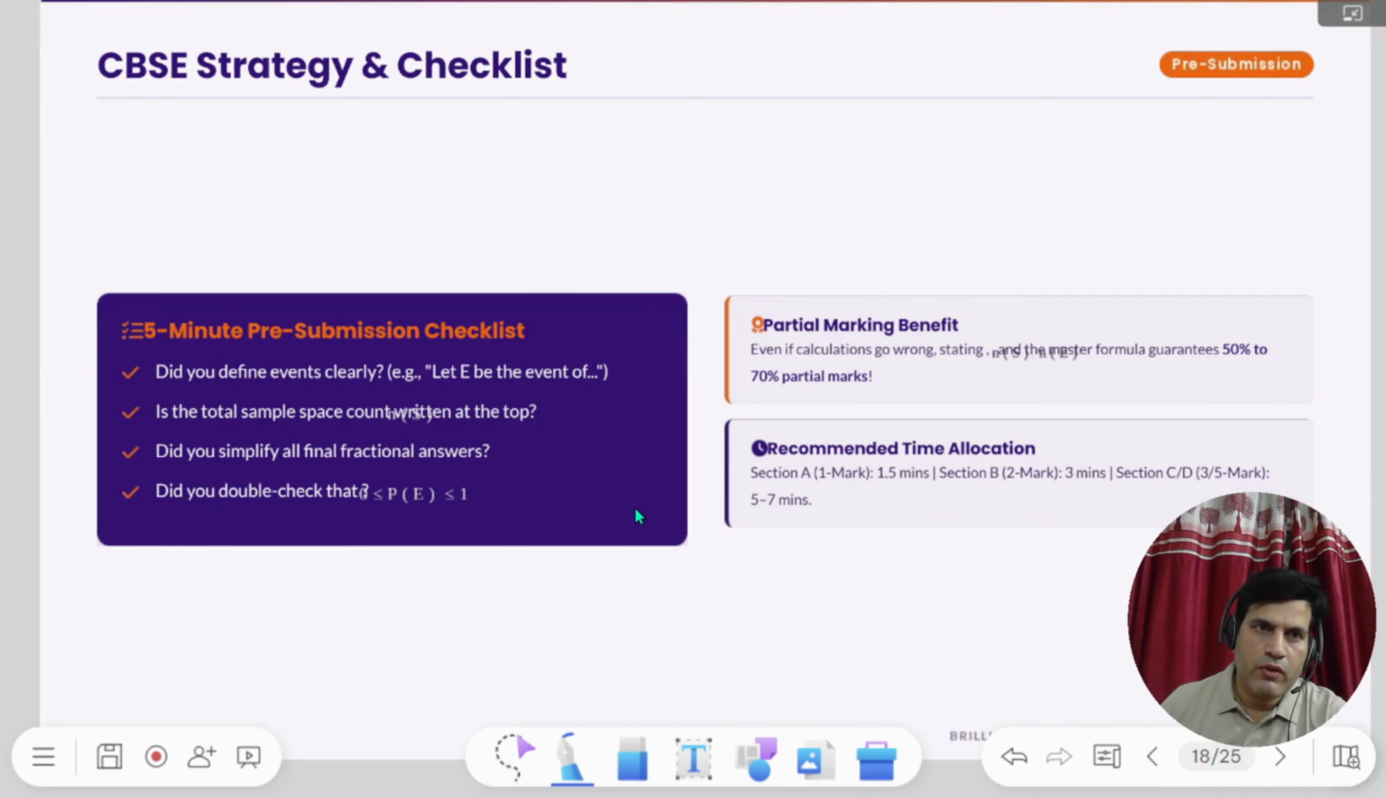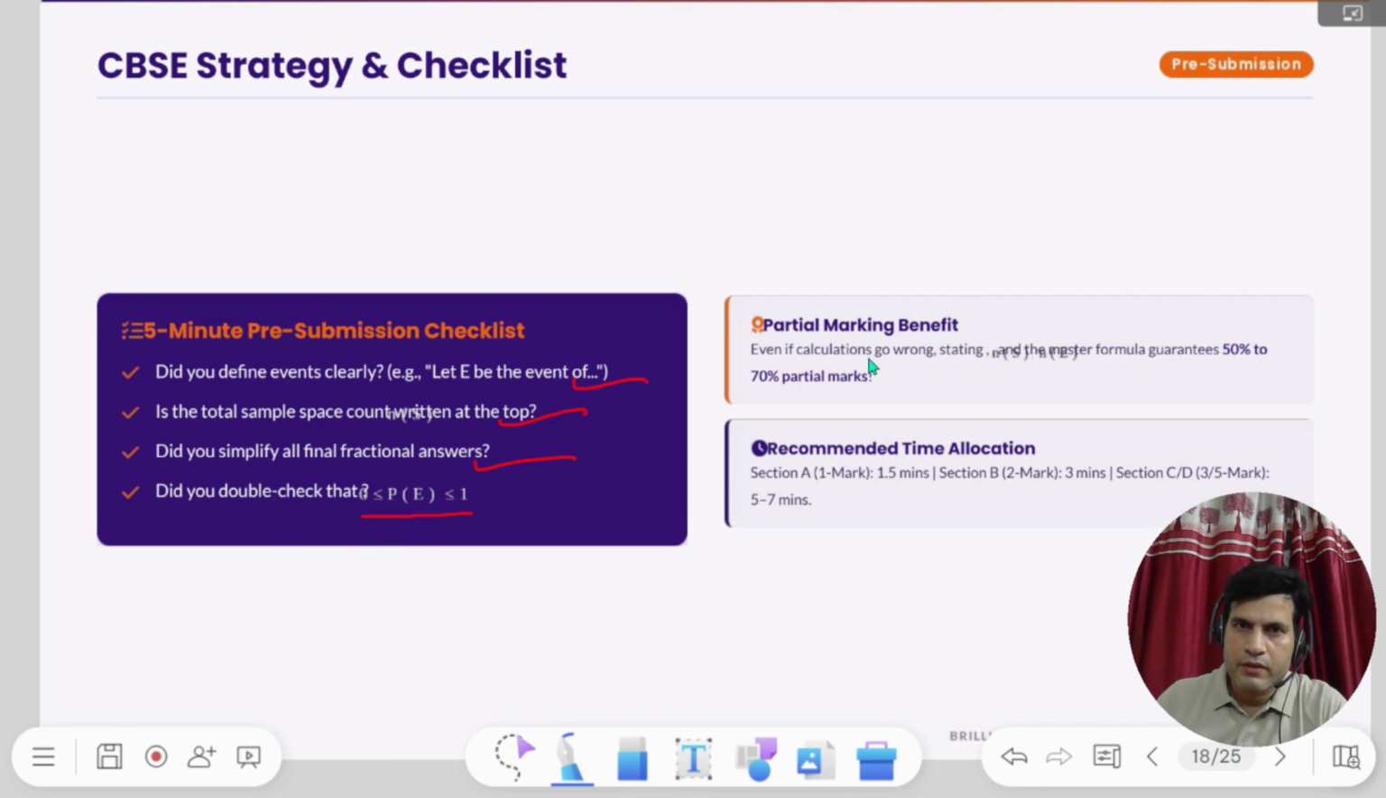And strategy for checkpoints: a 5-minute pre-submission checklist. Did you define events clearly, like let E be the event of. Is the total sample space count written at the top? Yes. Did you simplify all the final fraction answers? Did you double check that the probability is between 0 and 1?